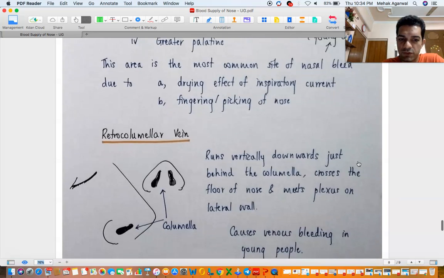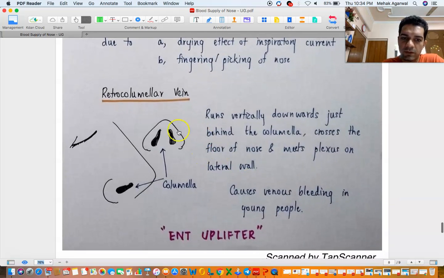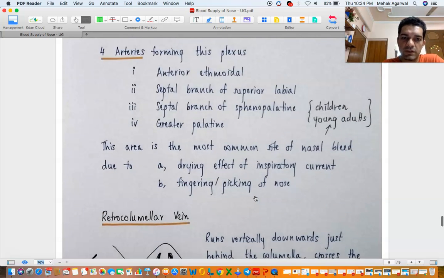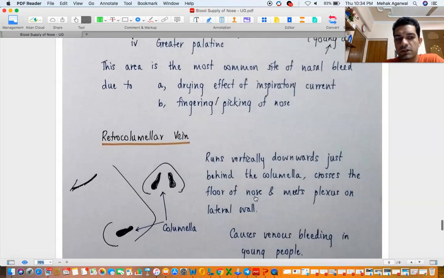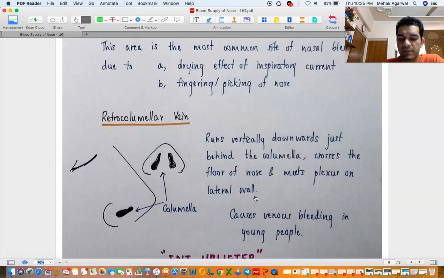And then you have your retrocolumnar vein. If you remember, columella is this part of the nose. If you lift up the tip of the nose like this, between the two anterior nares, what you find is a columella. So just inside, there is a vein that runs vertically downwards just behind the columella on either side, and it crosses over the floor and goes to the lateral wall. So this causes venous bleeding in young people. So we saw that Little's area as well as a retrocolumnar vein causes bleeding in young people.